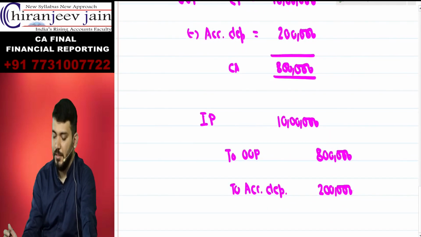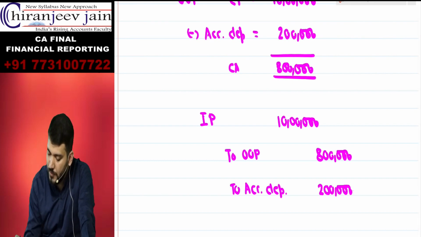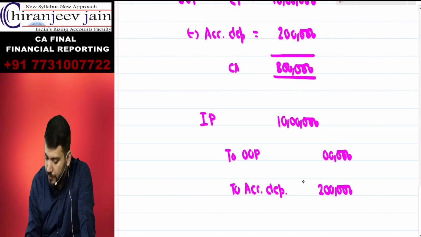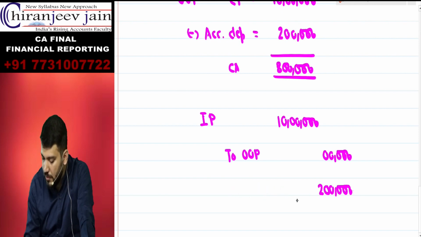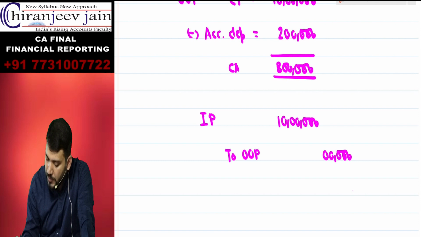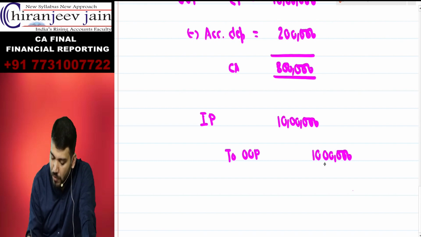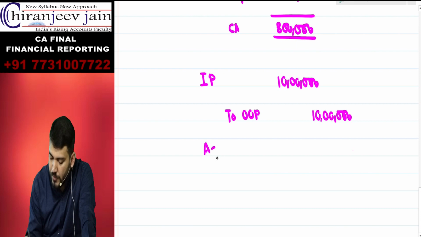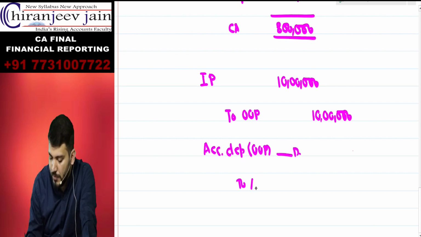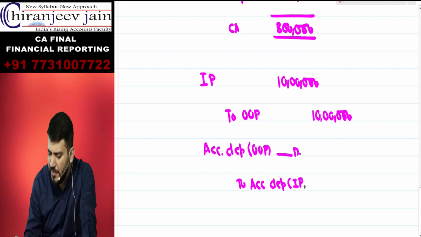No, right? OPB also how much will come? It will come 10 lakh, okay? It will come 10 lakh. It means now accumulated depreciation of OP will now become accumulated depreciation of what? Accumulated depreciation of IP. So this is for presentation part.